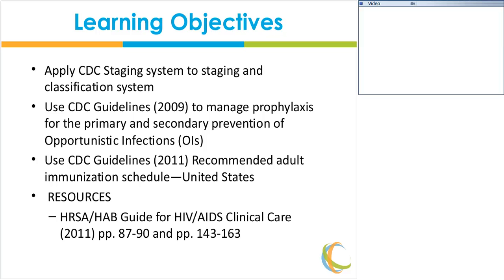Your primary reading for today and for this material is your HRSA Guide for HIV/AIDS Clinical Care, the big book that we gave you one copy of at the launch meeting, and hopefully by now you've ordered some additional copies for your clinical staff, pages 87 through 90 and pages 143 through 163. And again, I don't think you'll find this very tedious to go through. It's very well laid out and very succinctly explained.